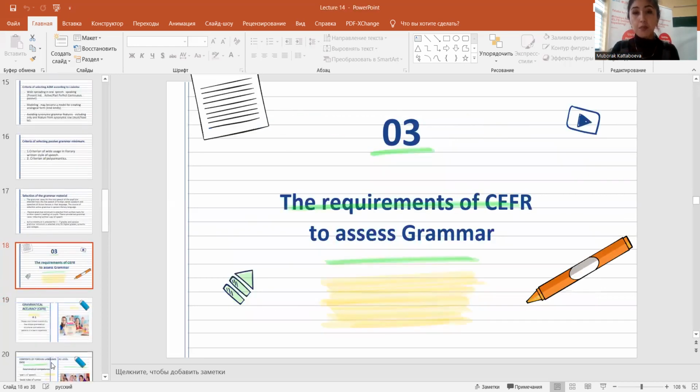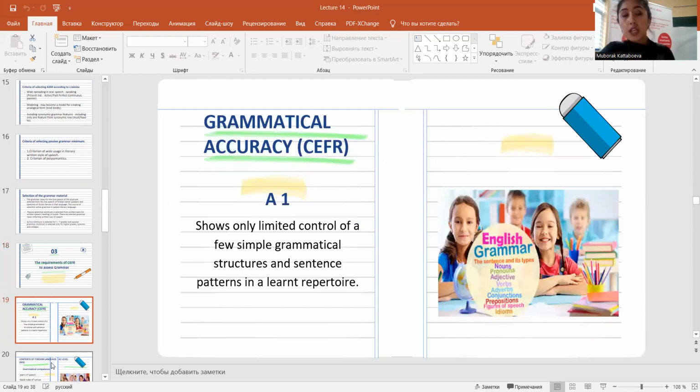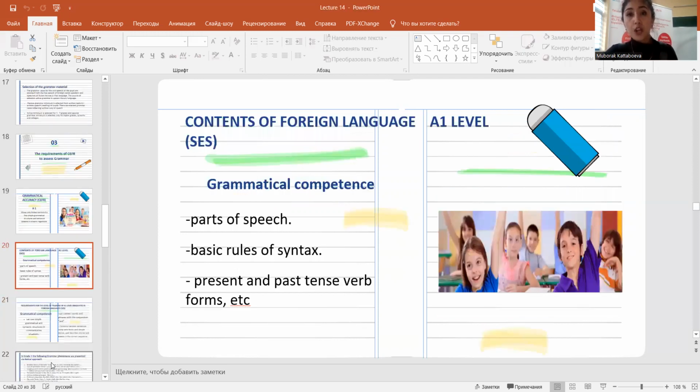level students. When we come to speaking about requirements of CFR to assess grammar, we usually here in this lecture, we're focusing on A1 level learners. So our focus here is to assess grammar accuracy of A1 level learner. So A1 level learner, what can they do? They can show only limited control of a few simple grammatical structures and sentence patterns in a learned repertoire. And keep in mind that I am quoting CFR document here when we're talking about can-do statements and grammar competence of A1 level learners according to the CFR document.